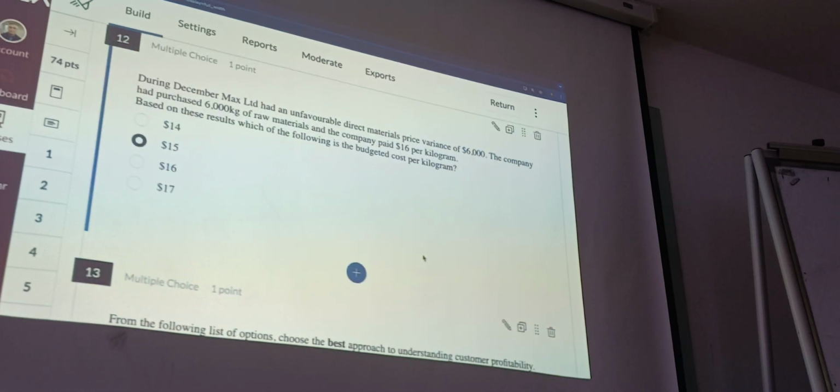During December, Max emitted an unfavorable direct material price variance of 6,000. The company had purchased 6,000 kilograms of raw material and the company had paid $16 per kg. Based on the results, what is the budgeted cost per kg?